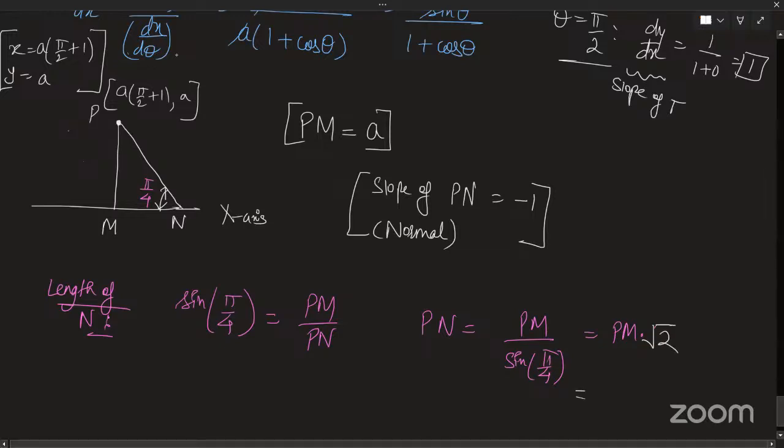So Pm is already known to me, A. So Pm into root 2 is A root 2. This is my final answer. A root 2 is my length of normal. Okay, fine. So just one more small concept.